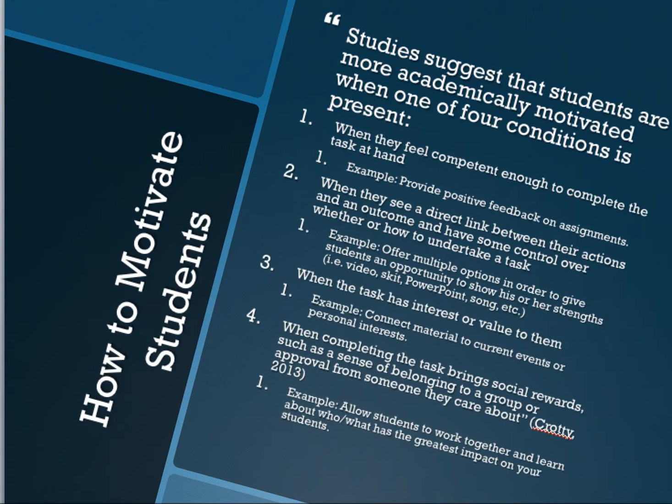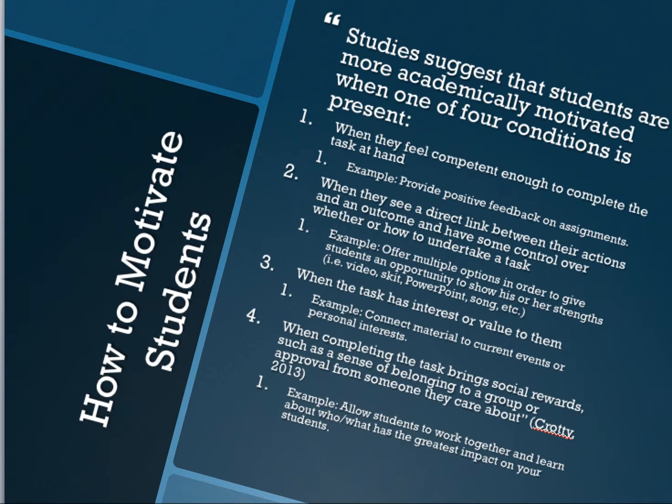So how do we motivate these students? A quick study suggests that students are more academically motivated when one of the 4 conditions is present. They might feel confident enough to complete the task at hand, kind of going back to that last slide. Provide positive feedback on the assignments. One of the assignments I do is where the students map out their past life and what they hope to see in the future. And on the back of that worksheet or that piece of paper, I then write out about a paragraph as to what I really enjoyed as I read through their life map. It definitely helps me create a connection with them from the very get-go.